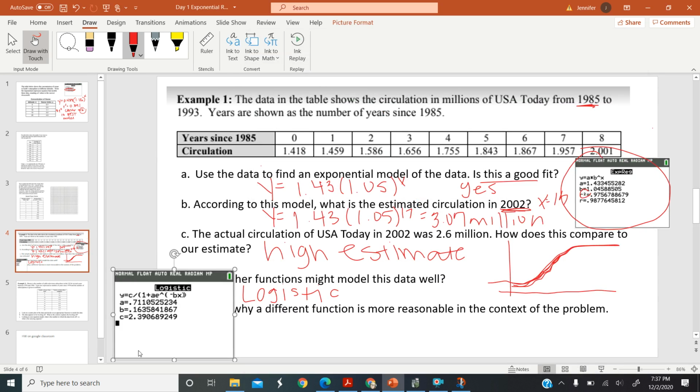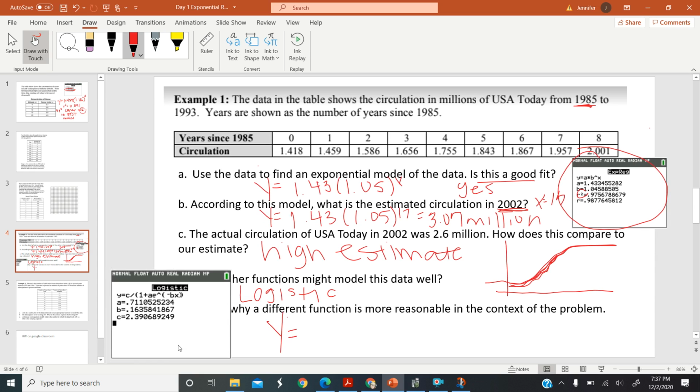Alright, so I've got my calculator screen copied over here, and then I'm just going to write it out. So this is a logistic model for this. You may not remember all the different stuff about logistic models, but we're going to work with it. So we would have y equals, and then c is our numerator. So the c value is 2.39. And then that's over 1 plus, and then it says a, so that's 0.711, a times e to the negative b times x power. So I'm going to put that in parentheses. Negative b would be negative 0.16.